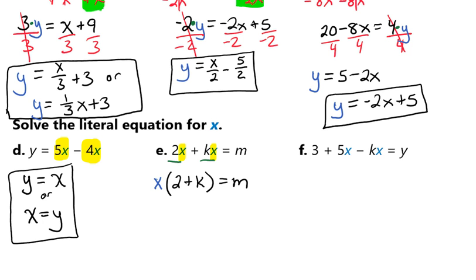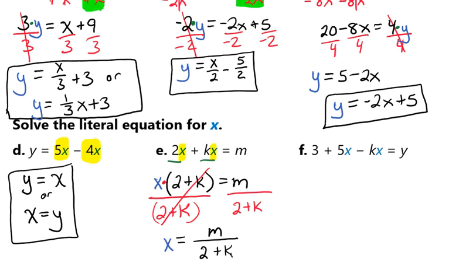So right now, our x is multiplying to our 2 plus k. So to move that, we'll need to divide both sides, divide everything by 2 plus k, and so that's going to cancel out and leave us with x equals m divided by 2 plus k as our answer.